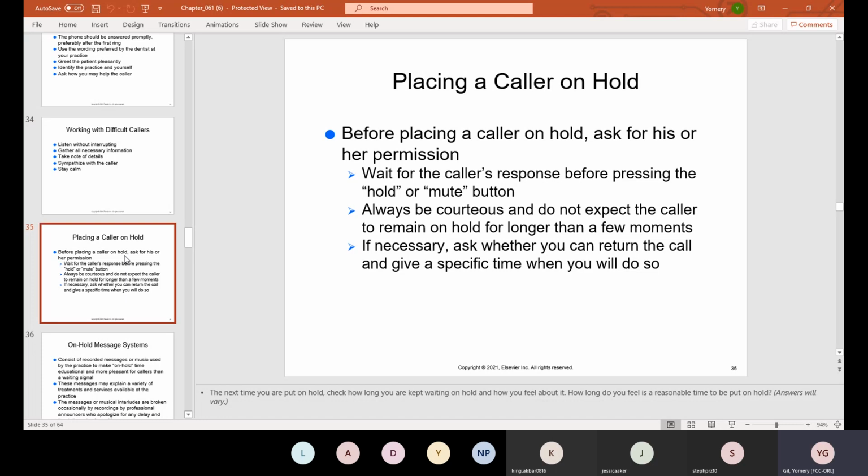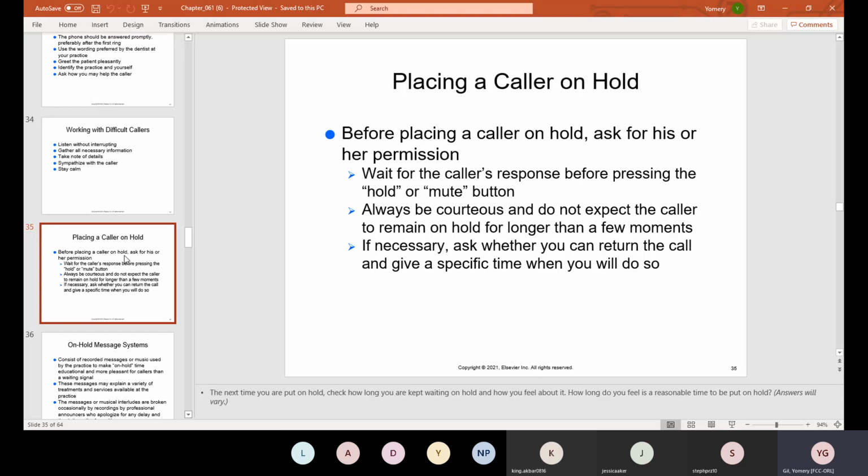Placing a caller on hold. Before placing a caller on hold, ask for his or her permission. Wait for the caller's response before pressing the hold or mute button. If there's one thing I do not like, it's when I call somewhere and as soon as they pick up, they say, "Hi, this is so and so from so and so. Can you please hold?" And they just put you on hold. They don't even wait for me to say yes or no. That's a no-no. Always be courteous and do not expect the caller to remain on hold for longer than a few moments.